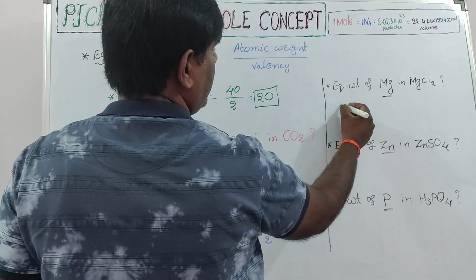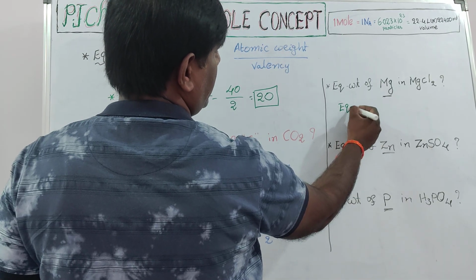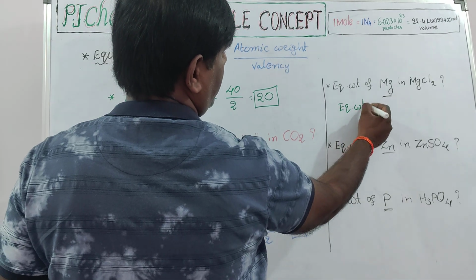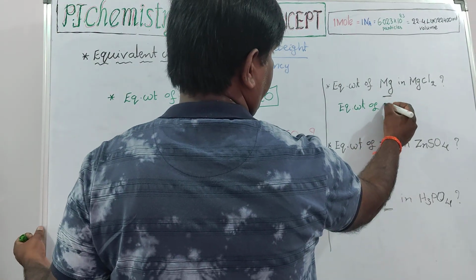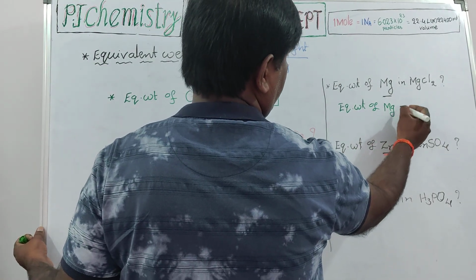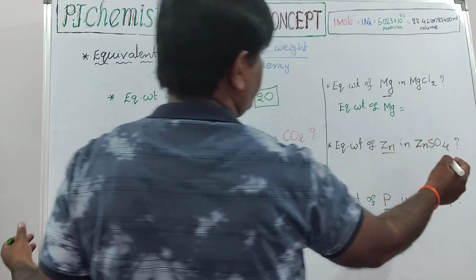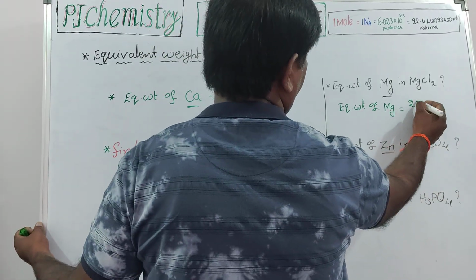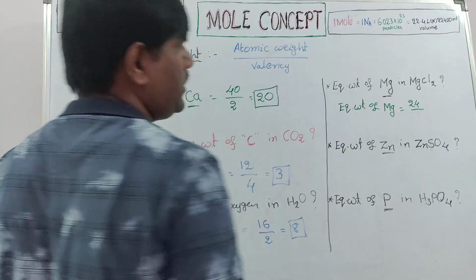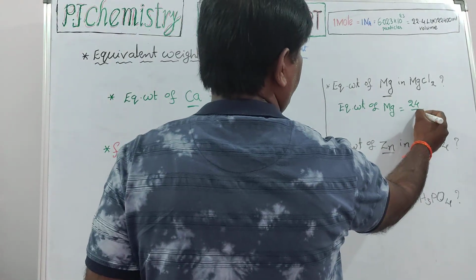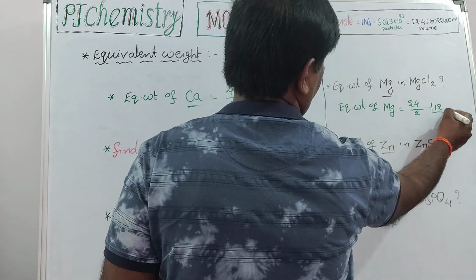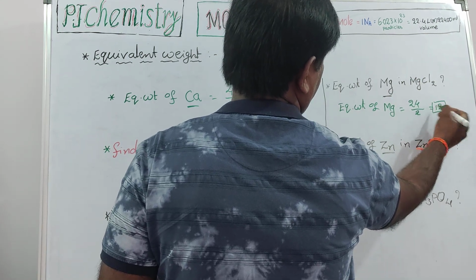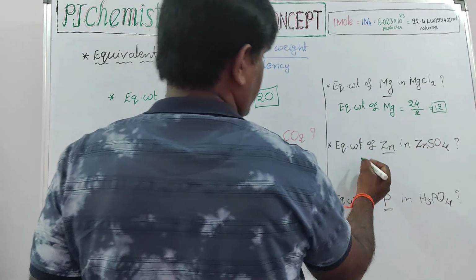Yes, equivalent weight of magnesium is equal to magnesium mass number, 24, divided by magnesium valency, 2. So 12 is the equivalent weight of magnesium. Same way for zinc.